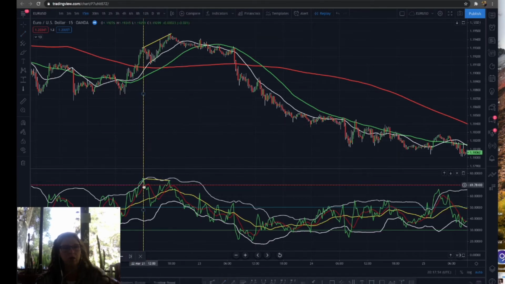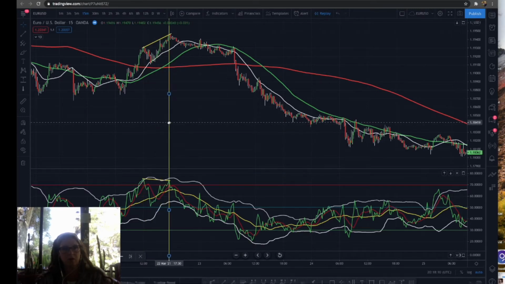So your entry on this trade is here, not here. You want to enter on the divergence. So I'm going to move our little marker over, and this is our entry.